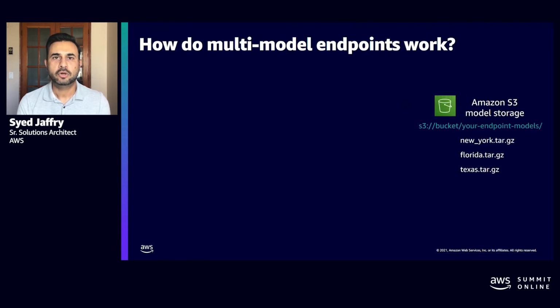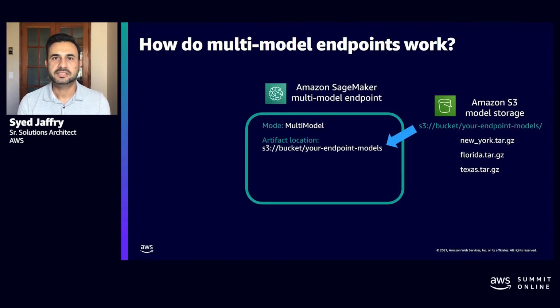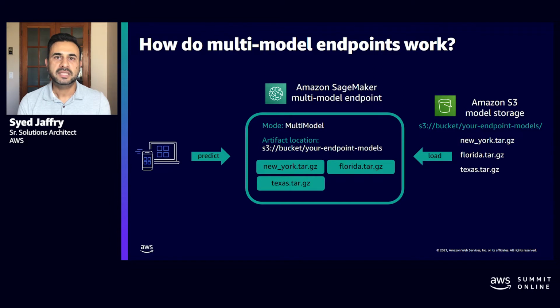Let's take a look at how multimodal endpoints actually work. So you start off by designating a place in S3 where you store your models, and you associate that to a multimodal endpoint, and then you start the endpoint. Now, as your application makes invocation requests on your models, the multimodal endpoint loads those models from S3 into memory and then serves them to make predictions. Because of this architecture, you can also add new models on the fly to the endpoint while it's still running, and that new model can start making predictions.